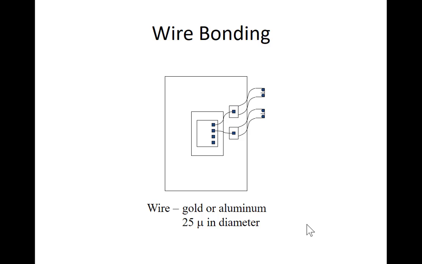Depends on the chip, right? Some chips probably have as few as 2 wires. Some may have as many as 400 or more. That's a lot of wires we have to connect if you have 400 wires. The wire is typically 25 microns in diameter. It's usually gold or aluminum. Oftentimes it's gold.